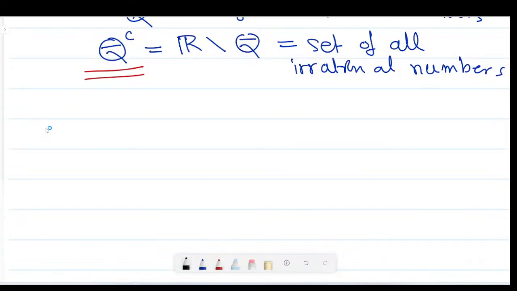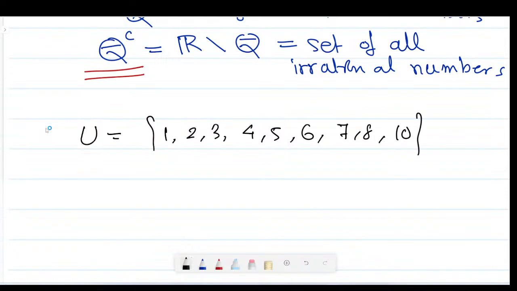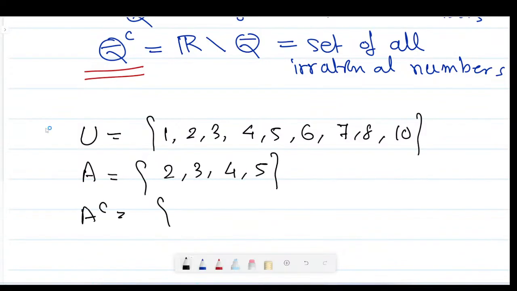Okay, I'm taking another example. If the universal set is 1, 2, 3, 4, 5, 6, 7, 8 up to 10, and the A set is 2, 3, 4, 5, then A complement will be just this one and this number. So that will be 1, 6, 7, 8, 10.